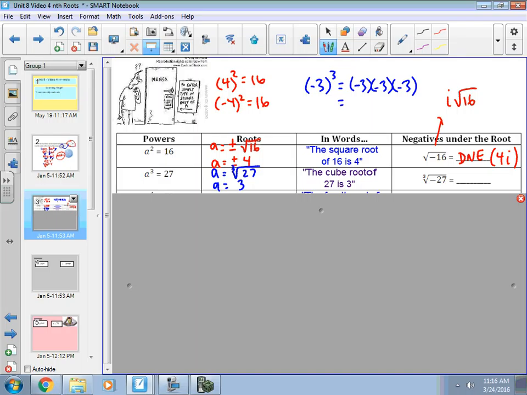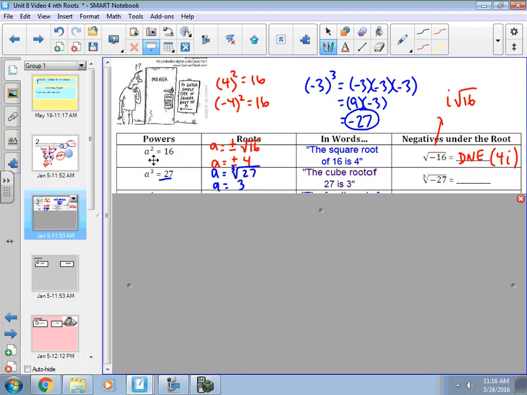And if we did that, negative 3 times negative 3 is positive 9. If we times that by another negative 3, we'd get negative 27. Is negative 27 the same as positive 27? No. So this cubed root only has one answer, only positive 3. Negative 3 does not work.